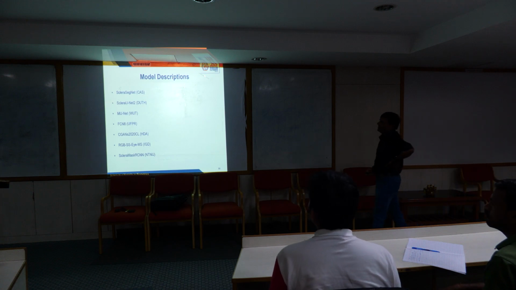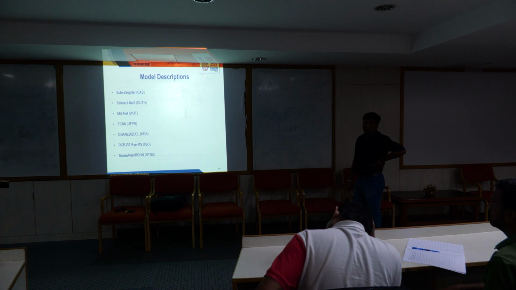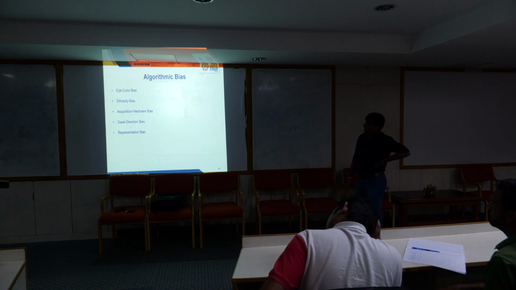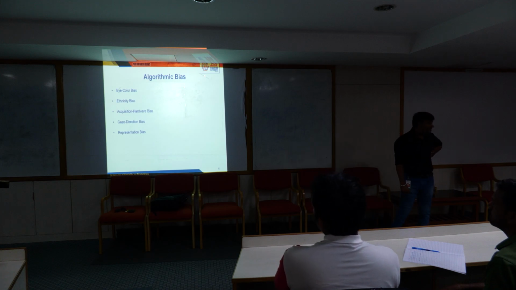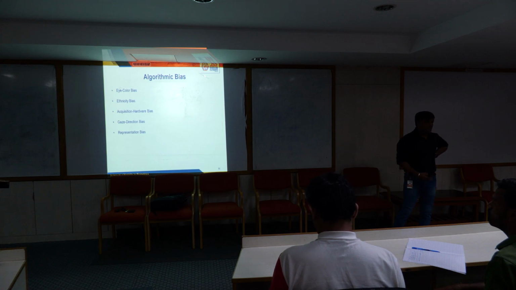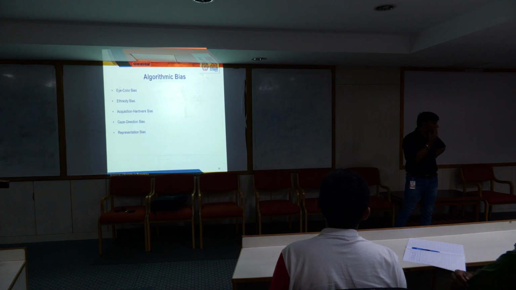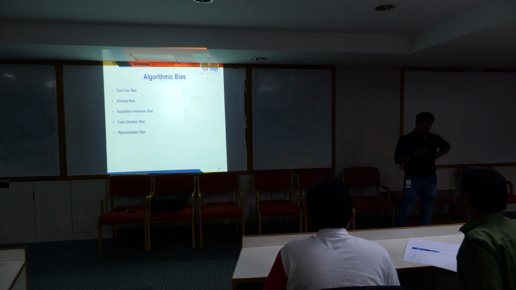So these are some of the model descriptors that we implemented. And in order to check the biasing, one is eye color bias, right? Probably the same eye, if I see it tomorrow, may have a different eye color. Probably they may be wearing lenses or something else.